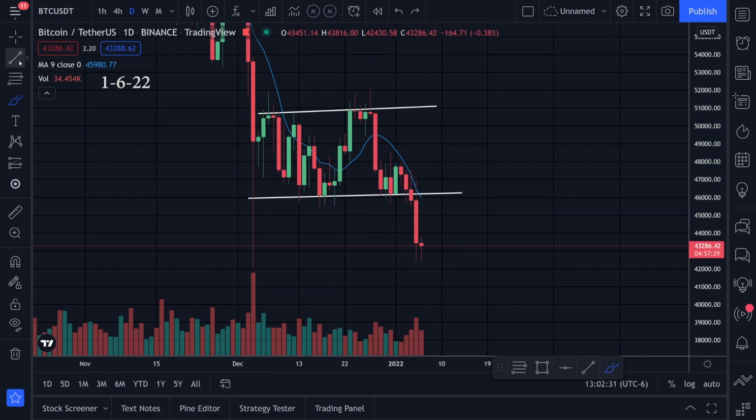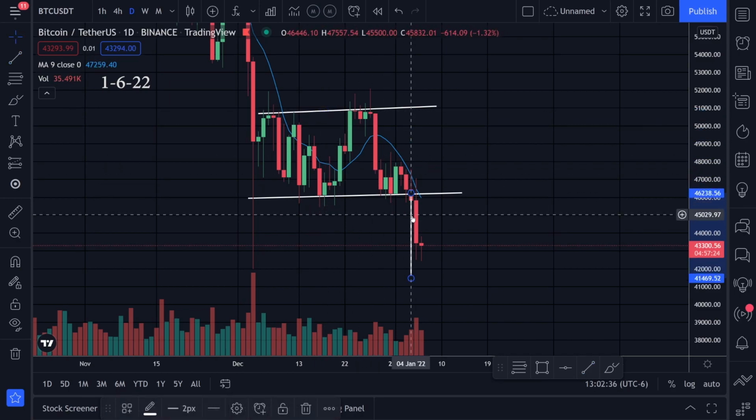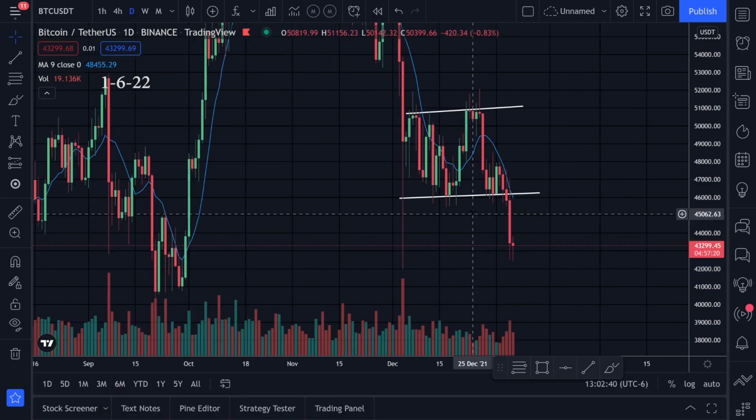Now what I'm looking at is targeting from the top to the bottom of this channel pattern, dragging this to the breakout, and I was looking at a target of around 41.5k. So I think that's the target that I'm looking at.